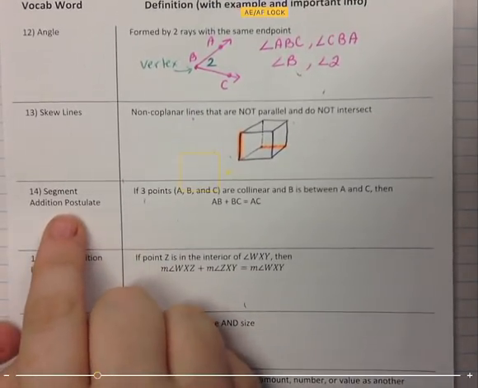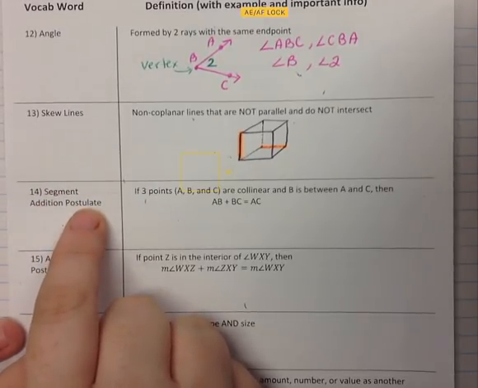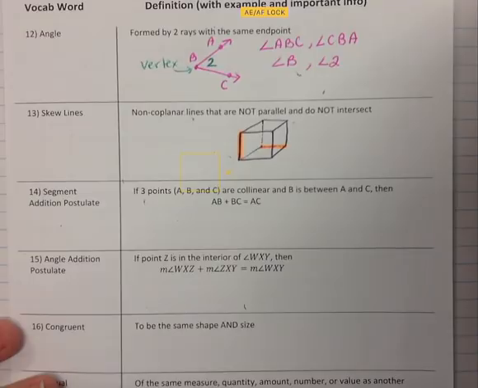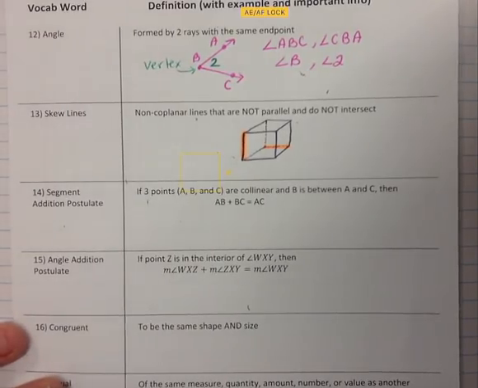The next word is segment addition postulate. Again, postulate is an obvious fact. It's an already stated fact. It's something that you do not have to prove. It's an accepted statement of fact.